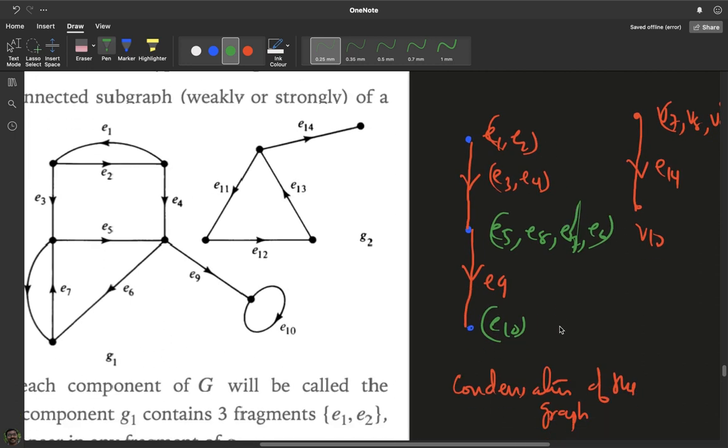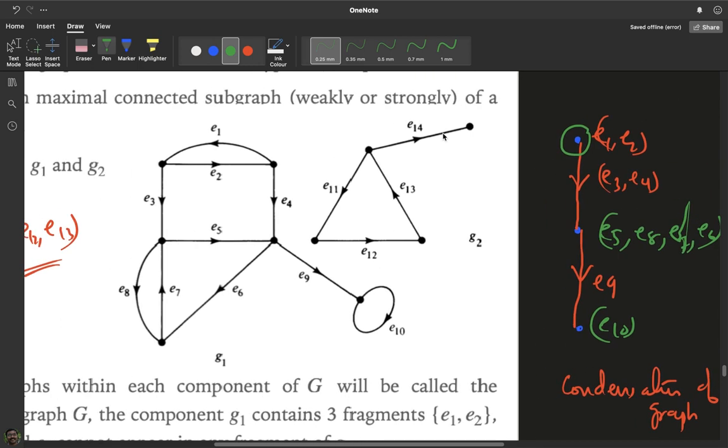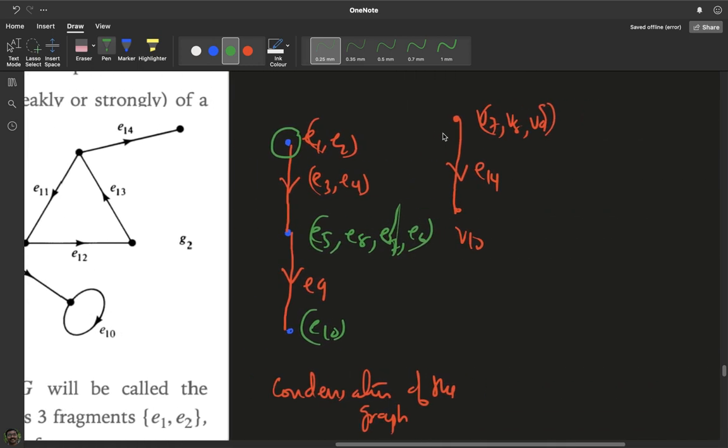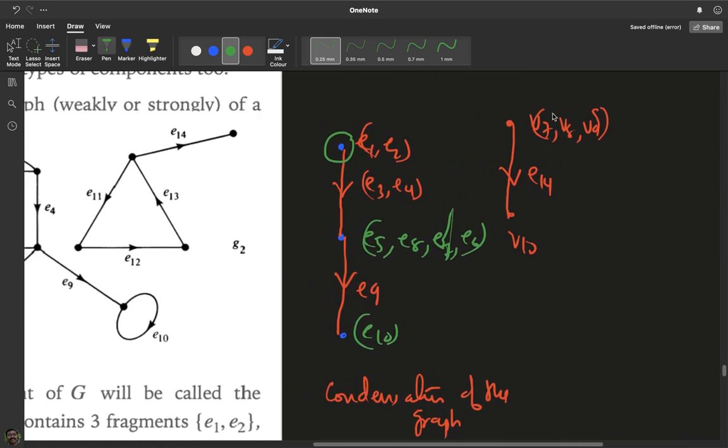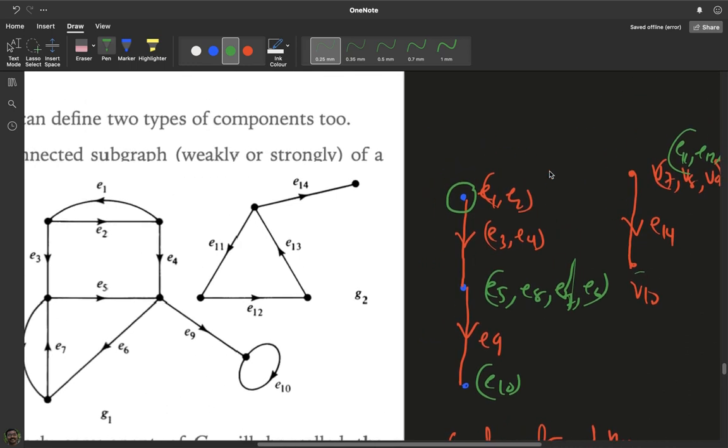So you are actually reducing all the fragments into a single one now, so that the bigger graph has become a simpler graph. So here also we'll write it like this. Instead of this one, I write it as E11, E12, and E13. So there is no edge here, so I'll just write it as a vertex like that. So this is what we mean by the condensation of a graph.